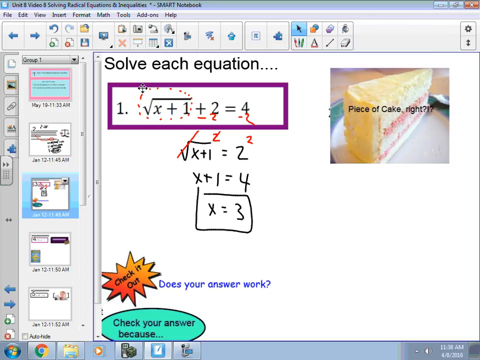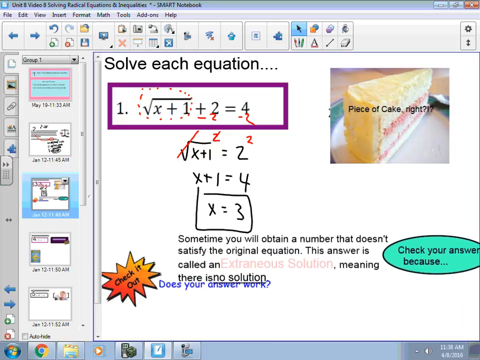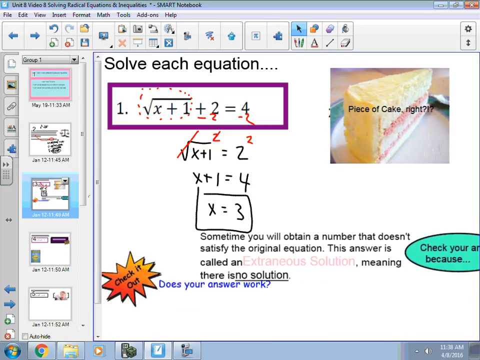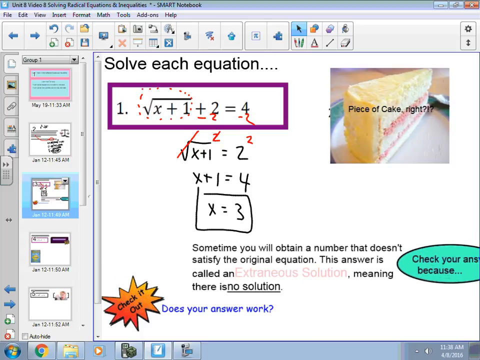Now, what you should be doing when you're done with these is a quick check to see, does your answer really work? The reason is, sometimes you will obtain what's called an extraneous solution. That means that even though you got an answer, your solution doesn't actually work when you plug it back in. If that does happen, then you say that there is no solution. So let's see if it actually works. If we plug 3 back in, will we get this to equal 4?